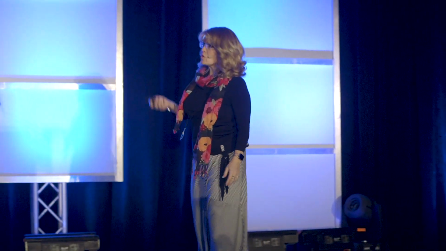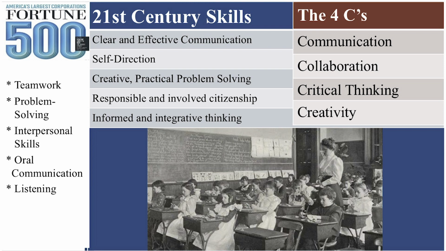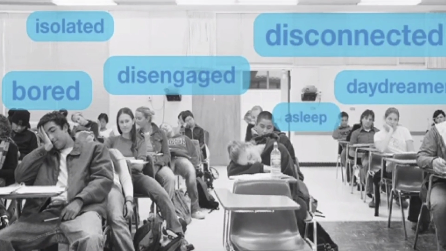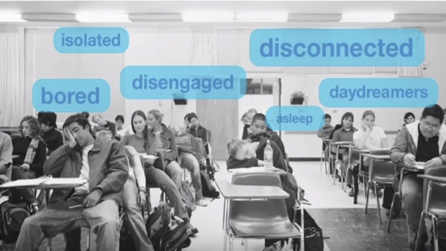All right, so if you then look at the 5 big ones for Fortune 500, then let's put together the 21st century skills. You seeing some overlap? Yeah, let's add those 4 C's. And are these things happening in that classroom? I would say one is. Which one? Which of those things do you think that teacher is helping them with? Listening.